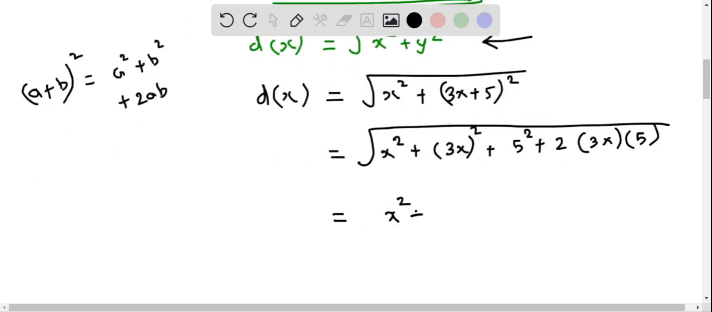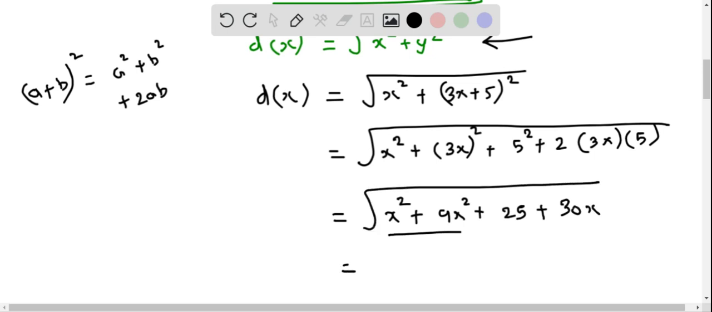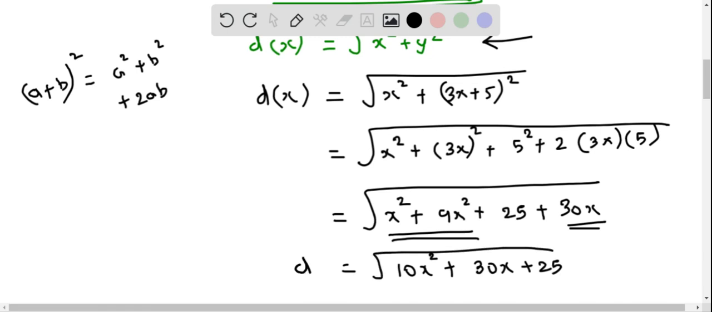So this is equal to x squared plus (3x) quantity squared is 9x squared, 5 squared is 25, and this is the product of 2 and 3x and 5, which gives us 30x. Now we can simplify this further by combining the like terms. x squared and 9x squared are like terms, so when we add these two, we get 10x squared, and then I put the x term with the coefficient 30, that is 30x plus 25. So this is the d of x function, which is basically the distance function.